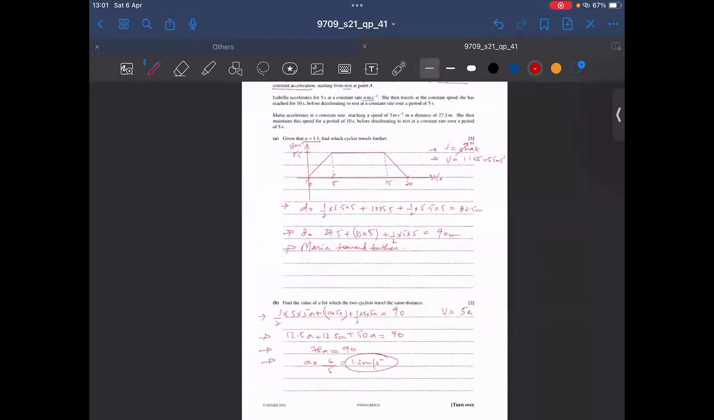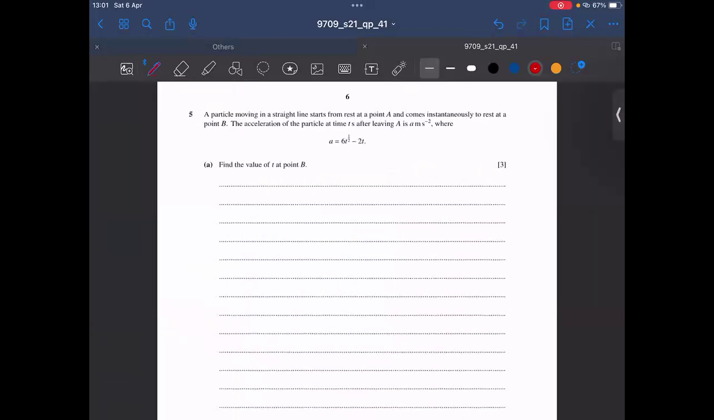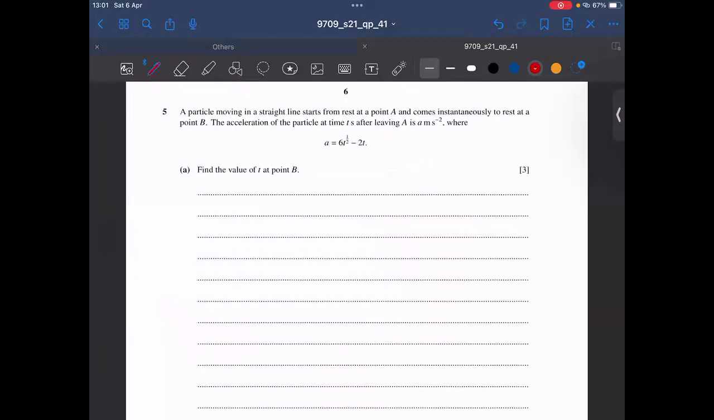Okay. Let's move quickly on to question 5. That seems to be easy. Find the value of t at point B. Aisha, what are you going to do? Find the value of t at point B. What is point B? Okay, it comes instantaneously to rest.